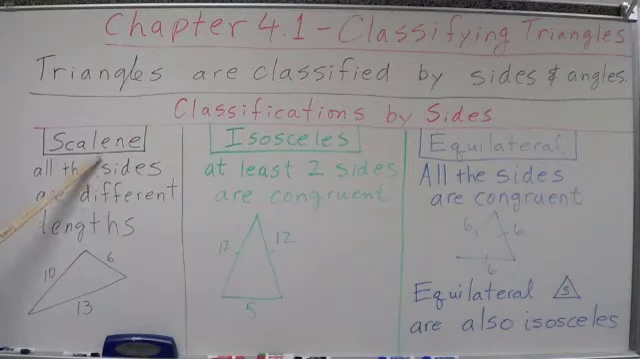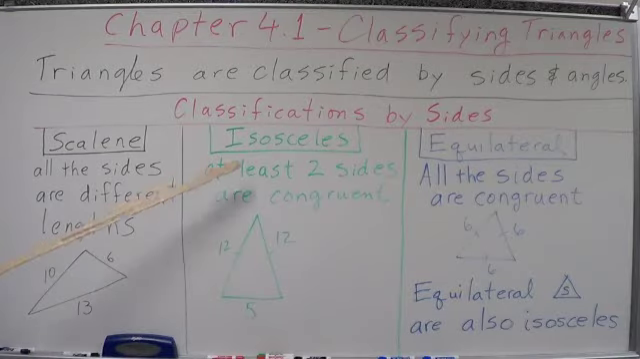Classifications by sides. We have scalene triangles. All the sides are different lengths. Okay, scalene. All the sides are different lengths. Or none of the sides are the same length. For instance, here's an example of one. 3 different lengths to the sides.